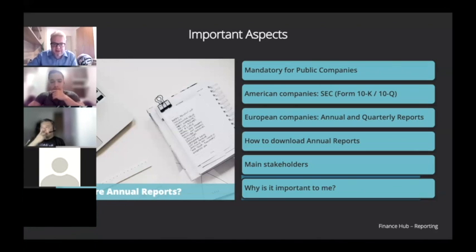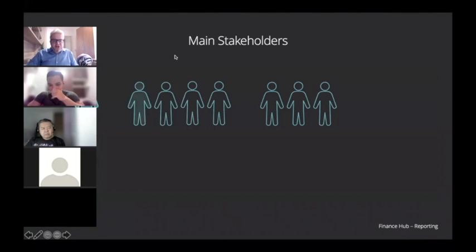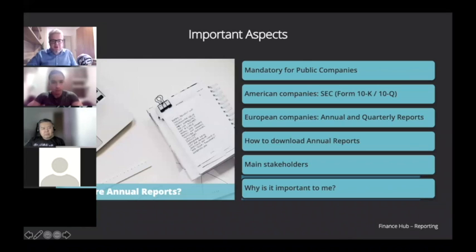Who are the main stakeholders? Why do companies publish the annual reports? Write down in the chat. Let's make it a little bit more interactive here. Who may be more concerned with a company's results? Write down in the chat who might be interested in knowing how much profit a company makes, how much debt a company has. What are the parties that are interested?